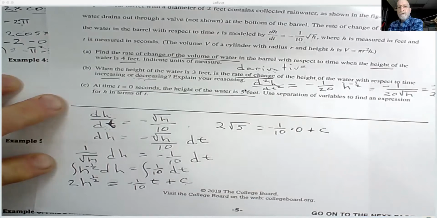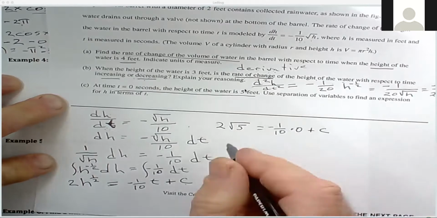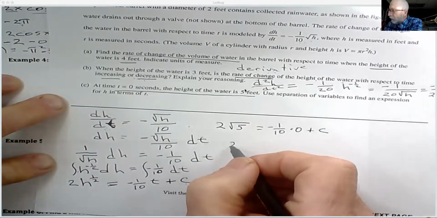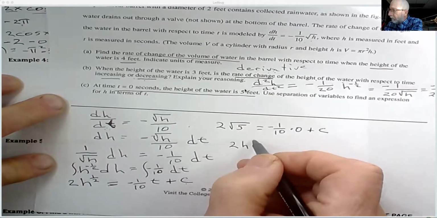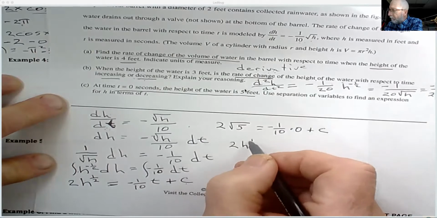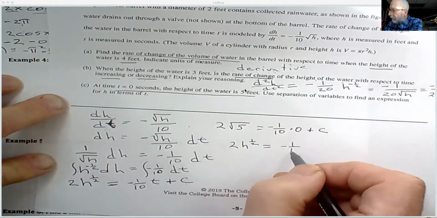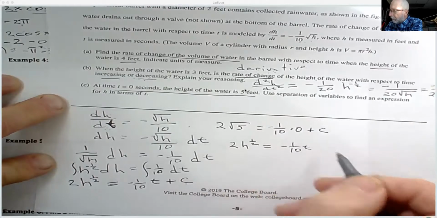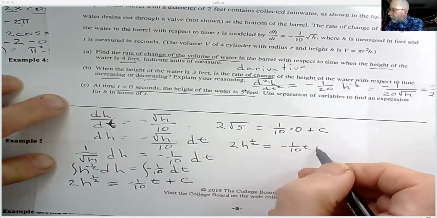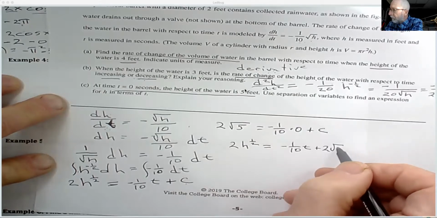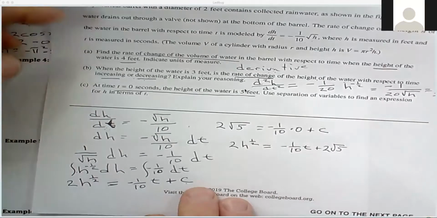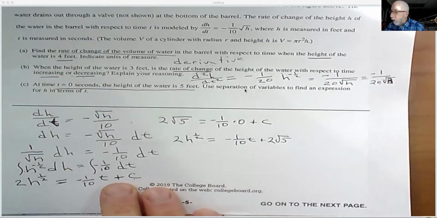So c is 2 times the square root of 5. Would you agree? Yes. All right, so now I have 2 times h to the 1/2 power equals a negative 1/10 t plus 2 square root of 5. Would you agree? Yes.